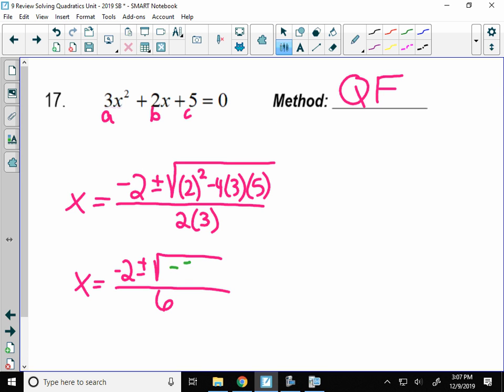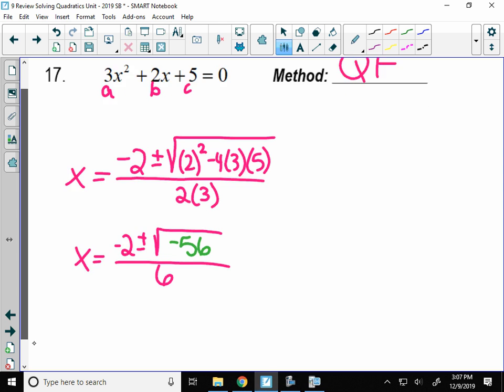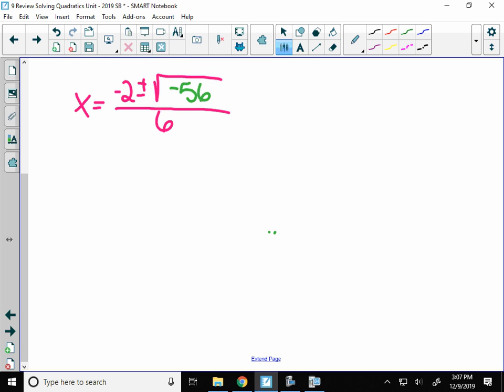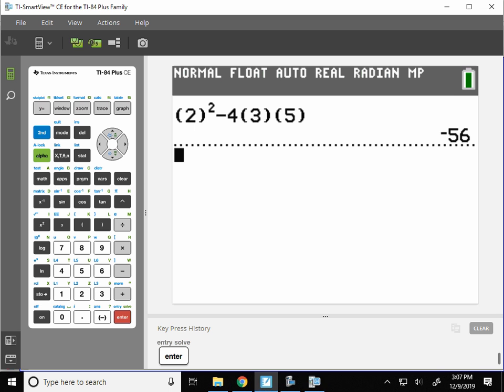Which makes sense why I couldn't factor it, because when I simplify that, I'm going to have an i in my answer. Now off to the side here, let's simplify the square root of negative 56. You know there's going to be an i. Now let's find the biggest perfect square that goes in there. I think it's going to be 4, but let's see.